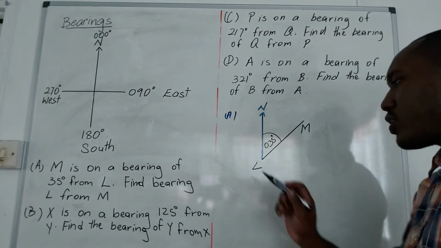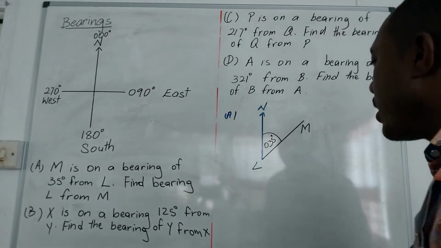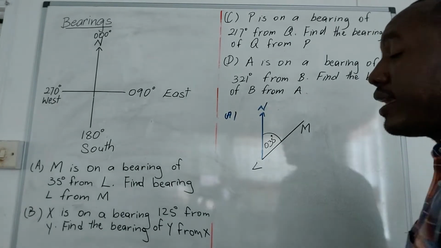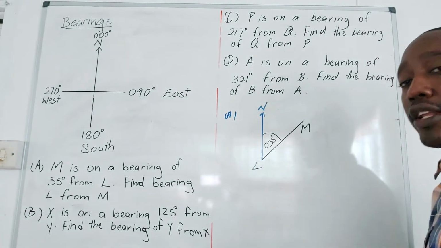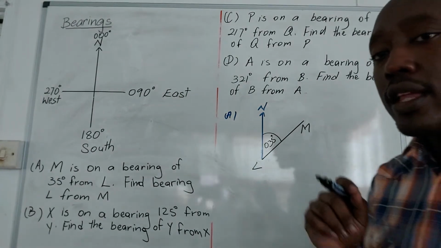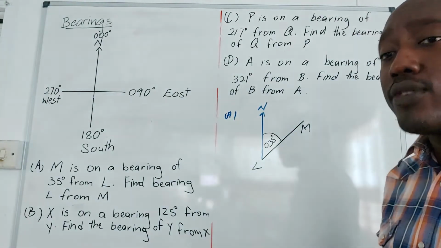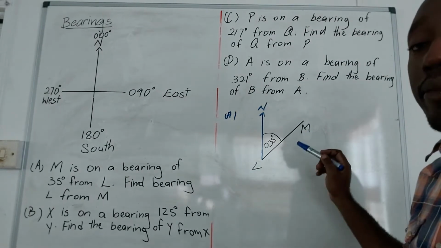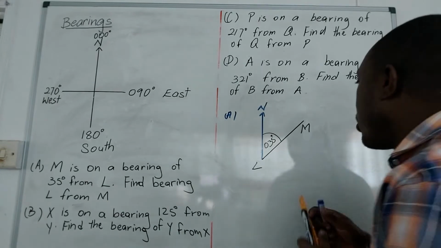Now, we also want to find out what is the bearing of L from M. And again, once we have to measure that, we must draw a north line for us. The first thing we do, we draw our north line at the point M.